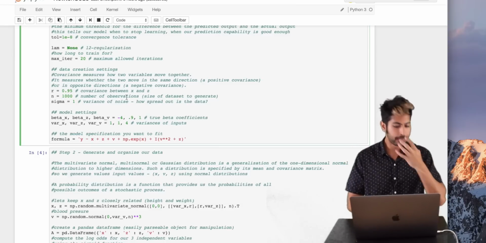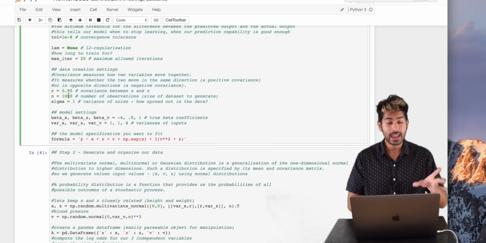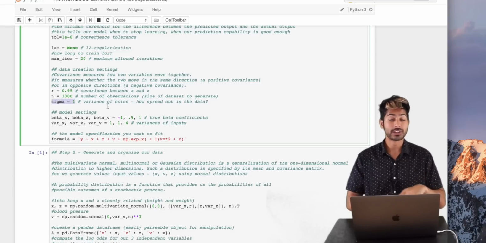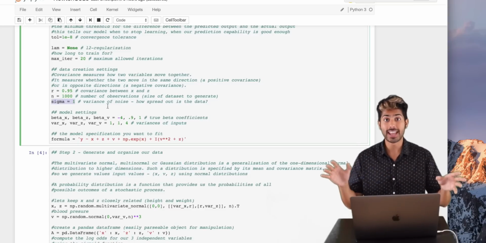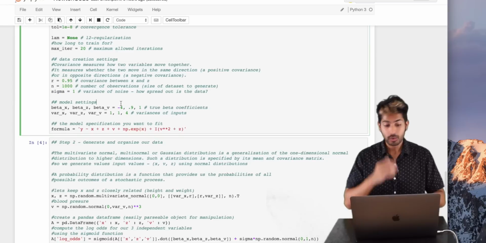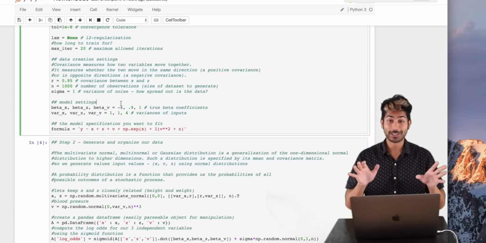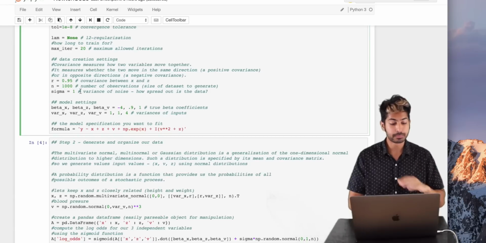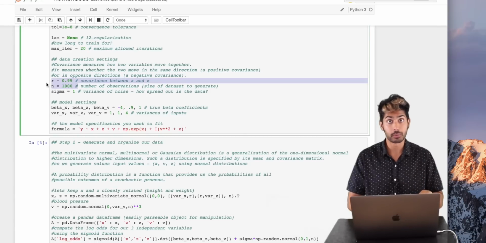Then we have a number of observations, which is 1,000, and 1,000 is the number of data points we have. Data points, observations, same thing. And then we have a sigma term, which is the variance of the noise, which is how spread out this data is. Again, we're going to get back to these terms. We have a lot of probability to go over in the future, but at the high level, that's what those terms mean: the spread of numbers, the relationship between two variables, and the number of data points that we have.